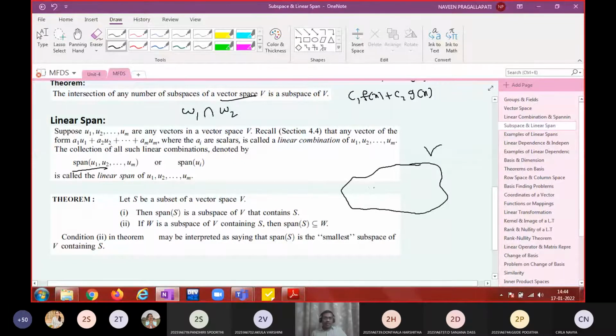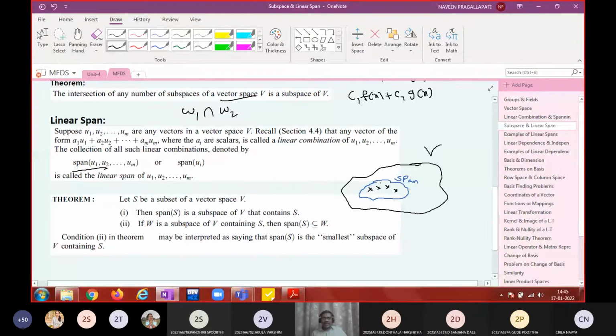You have some set of vectors u1, u2, and so on. Using these vectors, you are generating a set by taking all these linear combinations. So these are u1, u2, u3. The set formed by these is going to be called the span of U, or the linear span. And the theorem says that this linear span is actually a subspace of the given space V, and this is the smallest subspace containing the set S.